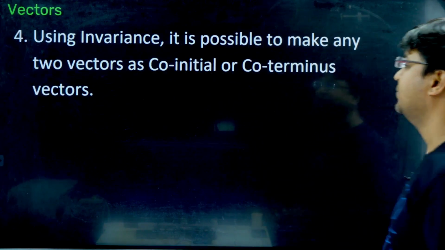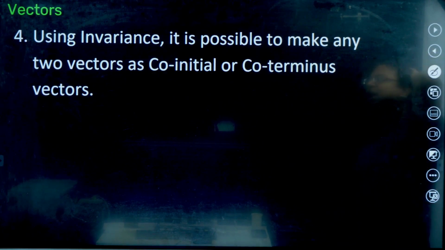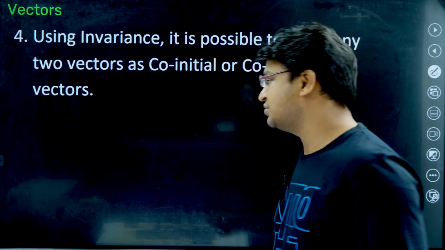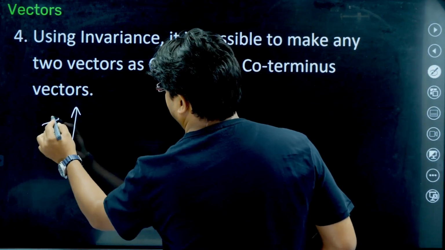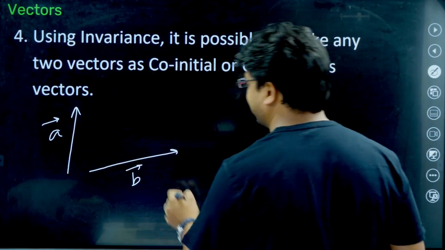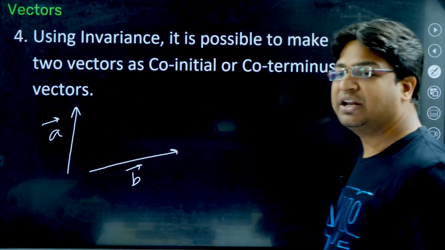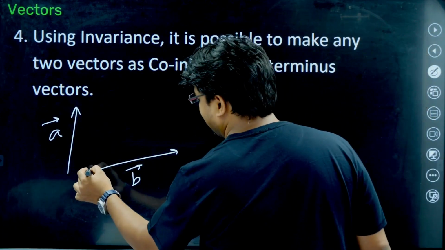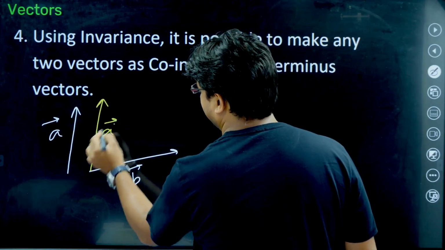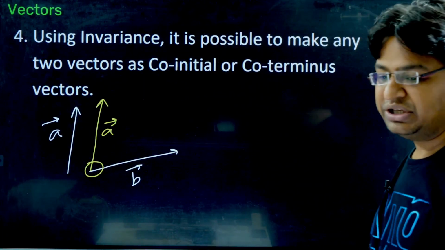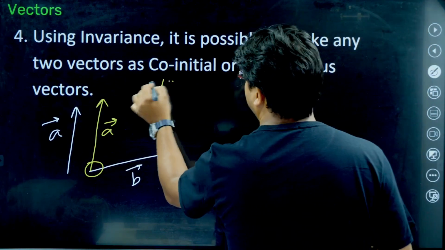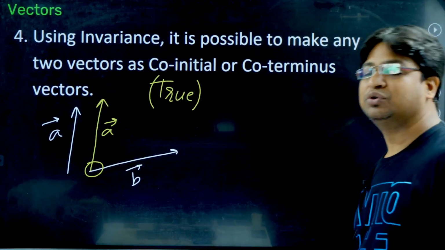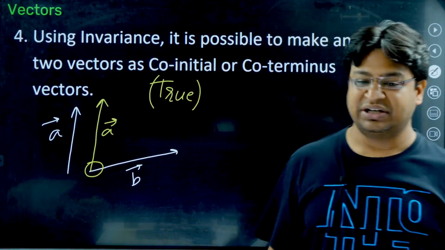Okay, this is true. Then, using invariance, it is possible to make any two vectors co-initial or coterminous. What do you think about this, guys? Using invariance, let's say two vectors were like this, vector A and vector B. Right now it doesn't appear that they are co-initial or coterminous, but invariance allows me to shift the vector keeping its orientation unchanged. So I can very well shift vector A from that position to this position. It will still be vector A, and now I've made it co-initial with vector B. So yes, this is true. And not only is this true, it is very, very useful also, because it will allow you to make vectors co-initial or coterminous as the need is.